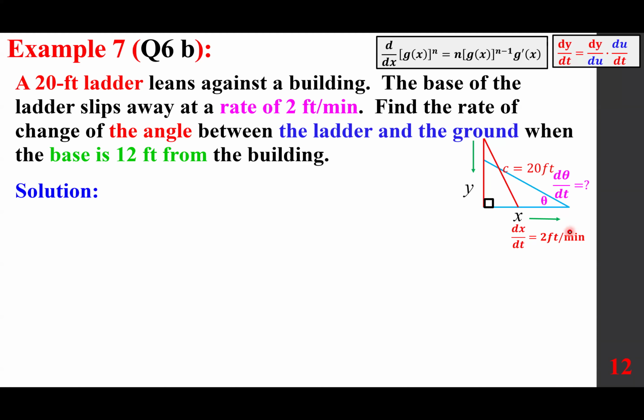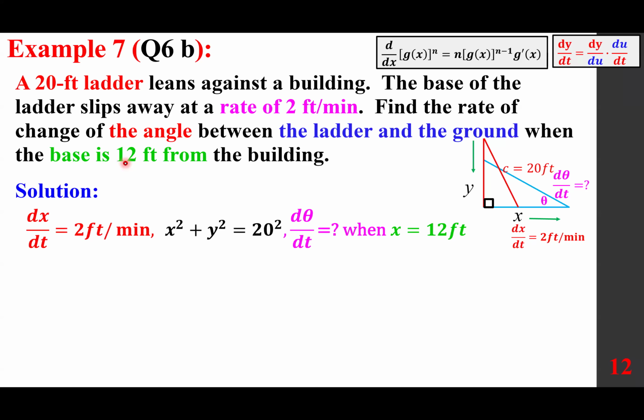So you want to be very careful with what is asked. And of course, we're going to write exactly what we wrote in the previous page. In other words, dx/dt is 2 feet per minute, x squared plus y squared is 20 squared, but this time we want d theta/dt when the base, or x, is 12 feet. So that's how we write it.